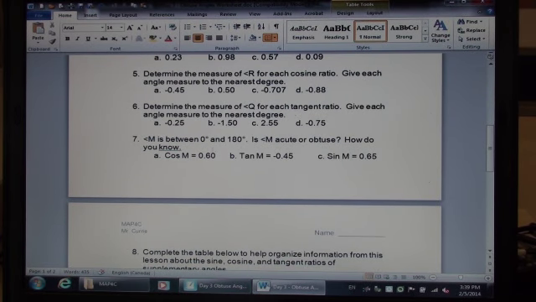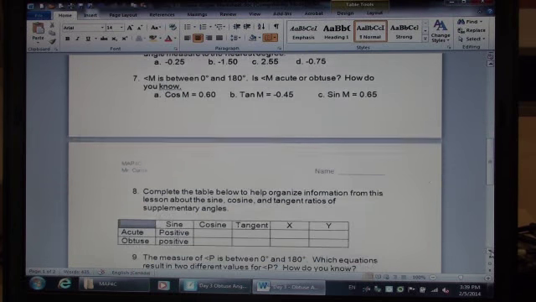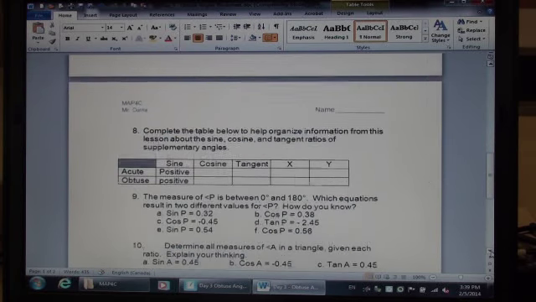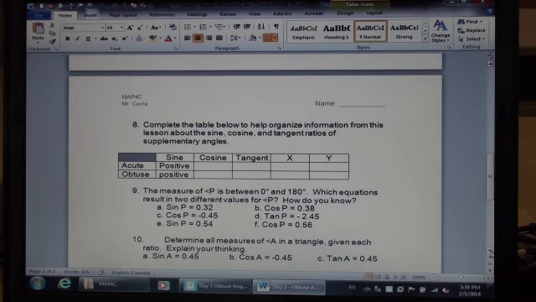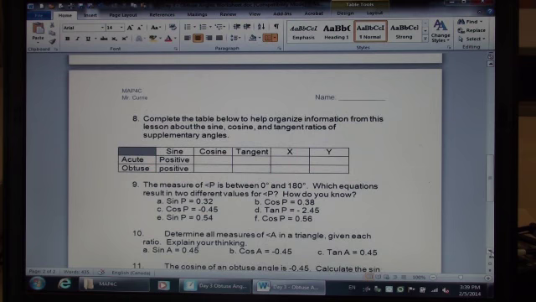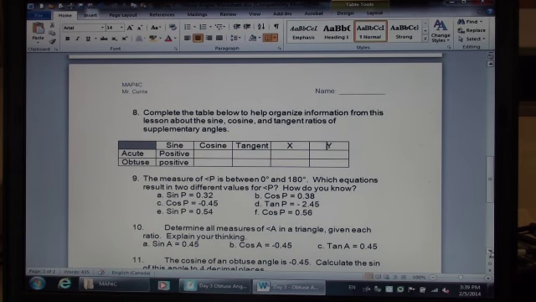Here you'll have to tell me, based on the sign, is it acute or obtuse? Tell me how you know. Check the first 2 slides for that. Complete the table using what we did in the note in the second and third slide. You should be able to complete that, mainly using the one with the graph and the quadrants. The measure of angle P is between 0 and 180. Which equations result in 2 different values for P?